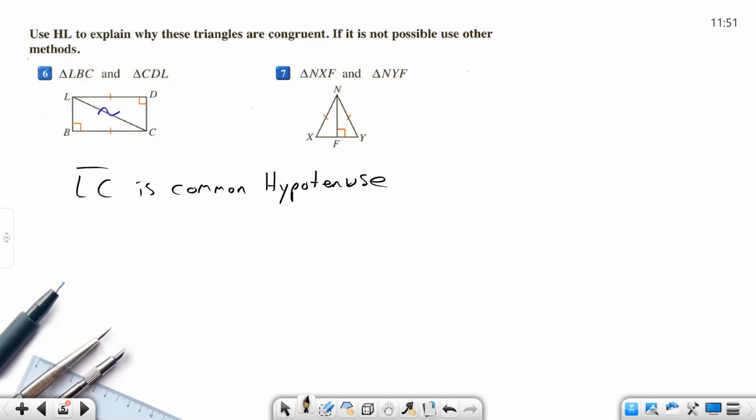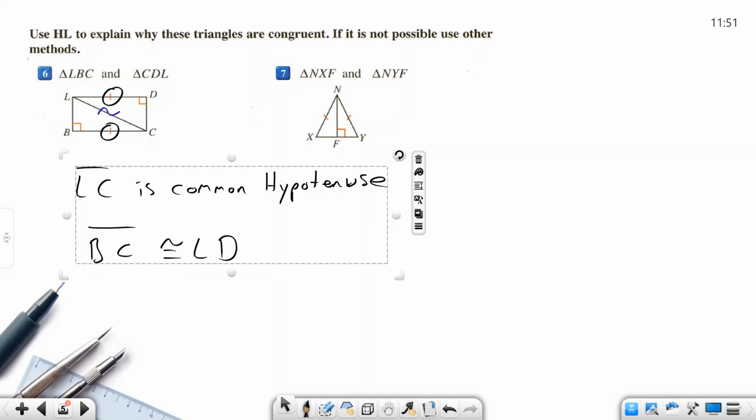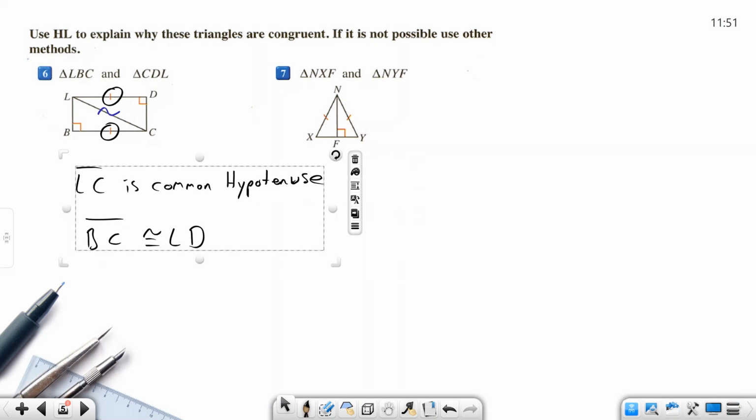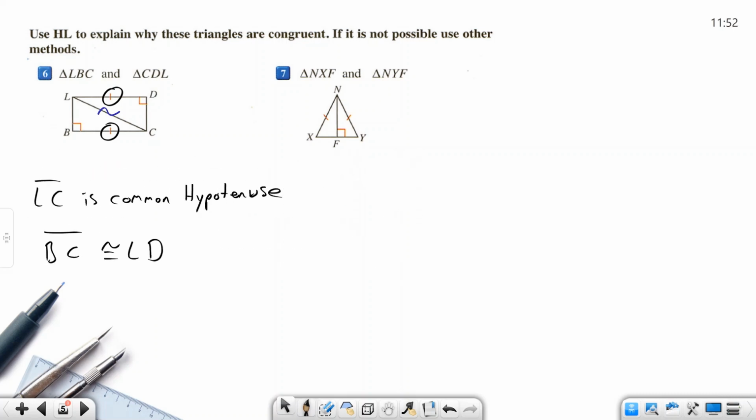And what else? So BC and LD. BC is congruent with LD. Therefore, these two triangles, by hypotenuse-leg, you can say these two are congruent.